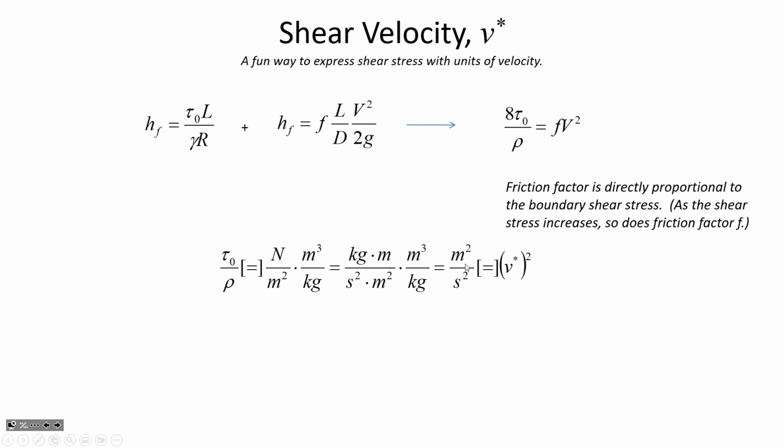So the reason why they thought of this as a velocity is because if you take the square root of both of these, then what's left is just meters per second. So it's kind of a transformation where we could think about shear stress with these units of velocity, and this shear velocity, V star, is just the square root of the shear stress divided by the fluid's density.